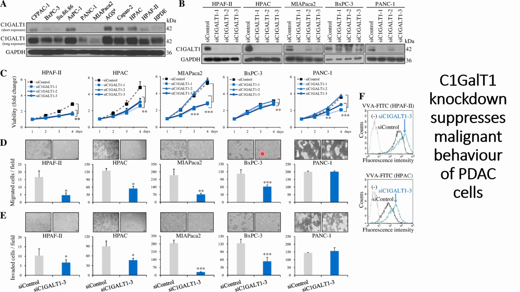And thereafter they checked in HPAF2 and HPAC the expression of Tn using VVA FITC conjugated lectin. As C1GalT1 has been knocked down, they expect high Tn structure formation, and they can see more Tn structure intensity in the case where they used SI-C1GalT1-3 knockdown for HPAF2 and also for HPAC. So this indicates that truncation of O-glycan occurs with the C1GalT1 knockdown, and that results in high Tn structure formation.